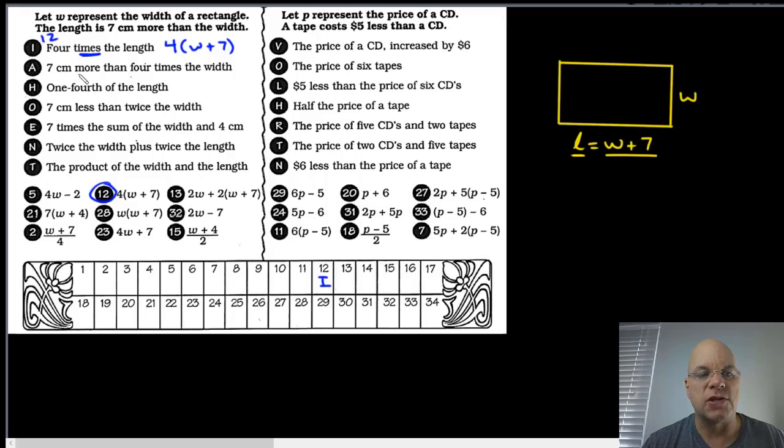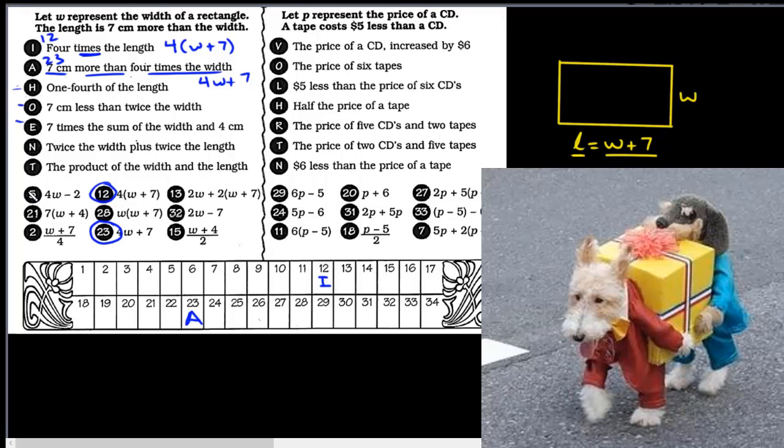A is 7 centimeters more than 4 times the width. 7 centimeters more than, so we're going to be adding 7 to this, 4 times the width. So it's 4 multiplied by the width plus 7. And 4W plus 7 is right here, 23. So A is 23. So I'll put an A in the 23 box. Try to do the next three, these three right here, during the pause, and then come back and see how you did. Paused.